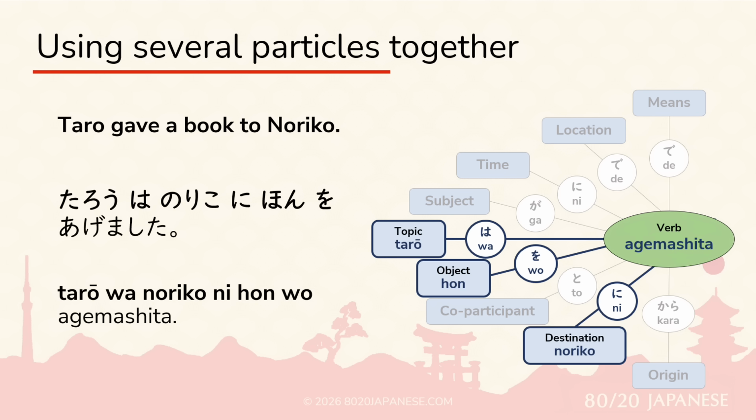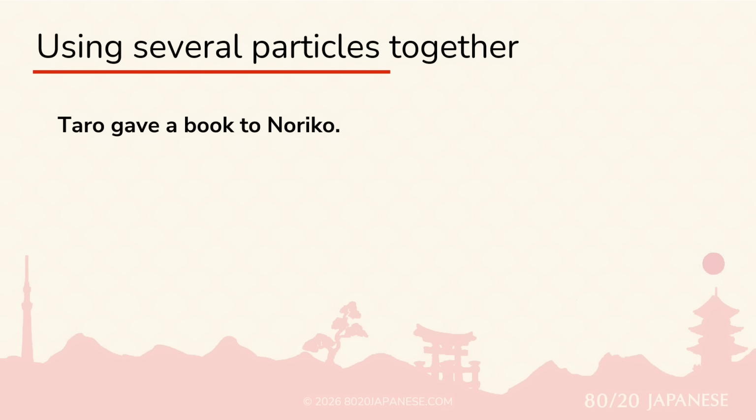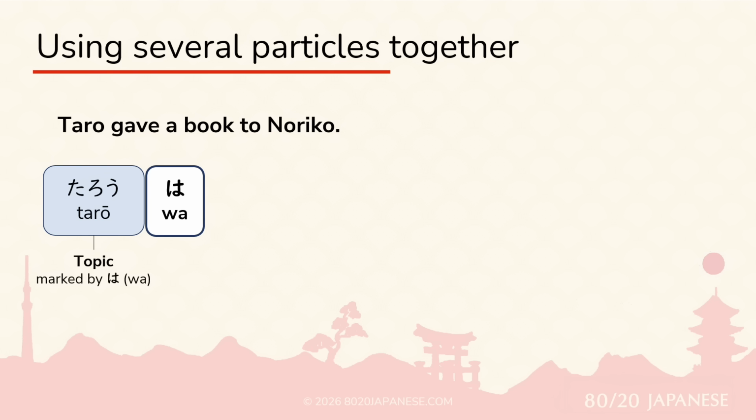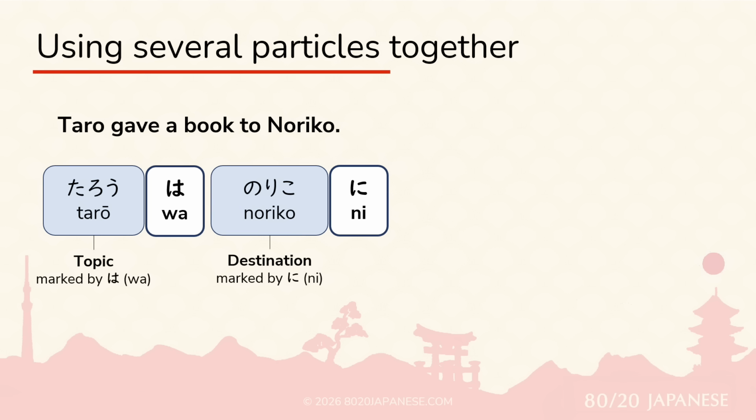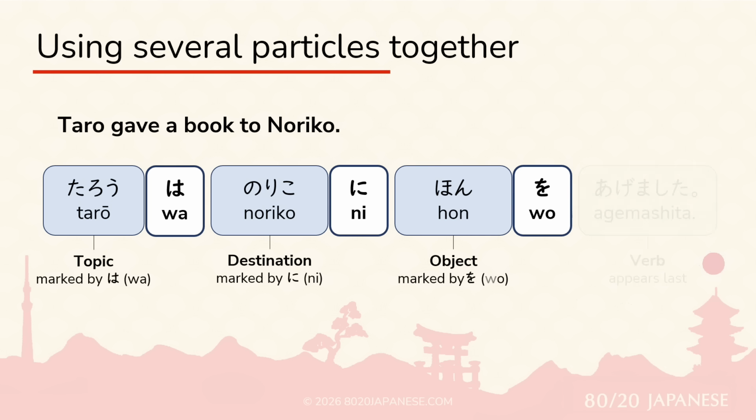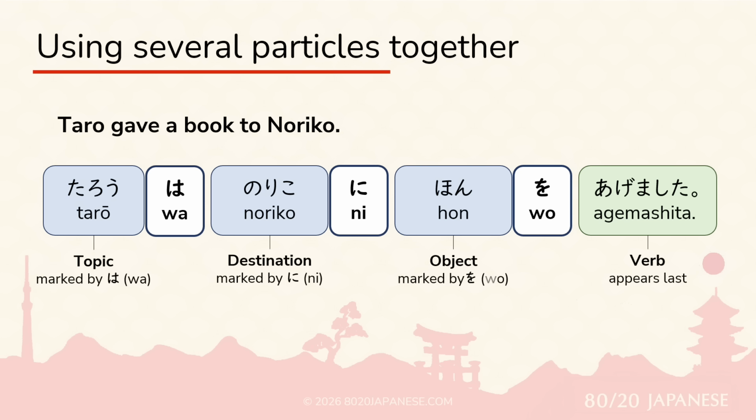So she's not a destination in the traditional meaning of that word, but she is the destination of where that book is going. So that's why we use the particle ni in this case, because that's where the book is heading towards in this action, the act of giving. So the verb we have is agemashita, which is gave, the past tense of give. So when we put this into a sentence, we get Taro wa, the topic, Noriko ni, the destination, hon o, the object, and agemashita, the verb, which is always at the end. Taro wa Noriko ni hon o agemashita.